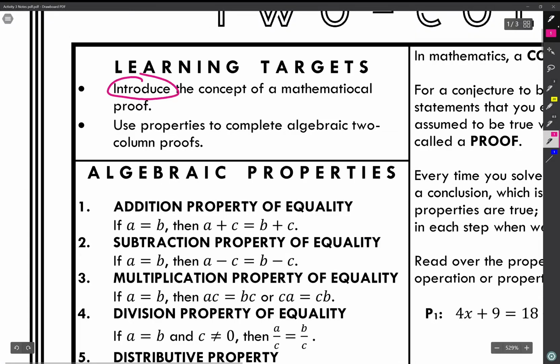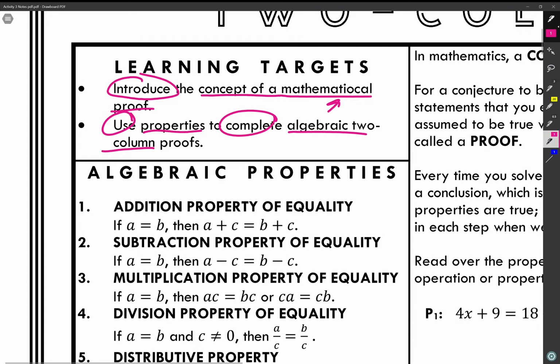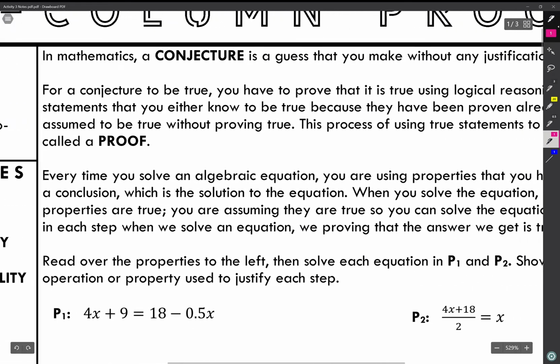Our learning targets for this lesson are to introduce the concept of a mathematical proof. Of course, there's a typo. Would you be surprised if there wasn't? Then we will also use properties to complete algebraic 2-column proofs. So this lesson will be dealing with mostly algebra, guys, and we'll be using algebra to do some proofs today. And this is just a good way to introduce these proofs before we actually get to what the proofs are in geometry. So what is a proof?